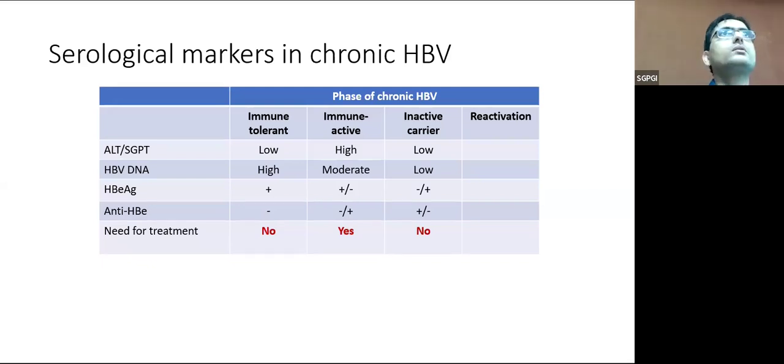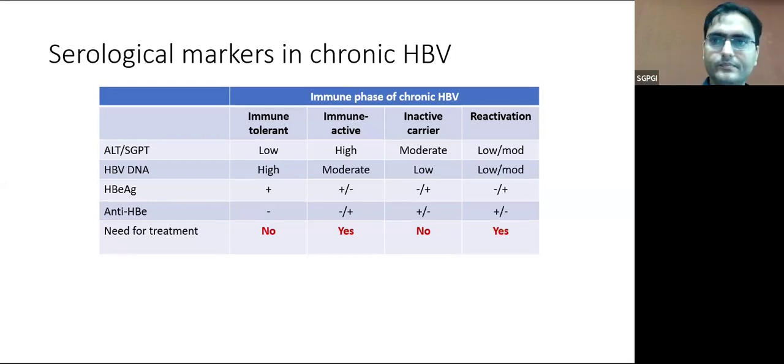Then comes inactive carrier phase. ALT will be low because the virus has been suppressed, so there is no inflammation. HBV DNA will be low. HBeAg and anti-HBe may be positive or negative, and no need of treatment. Then comes reactivation. Reactivation means that suppressed DNA has once again had a resurgence and is proliferating. If it is proliferating at a higher level, it may have higher DNA levels, otherwise it may be low also. And need for treatment is there for reactivation.